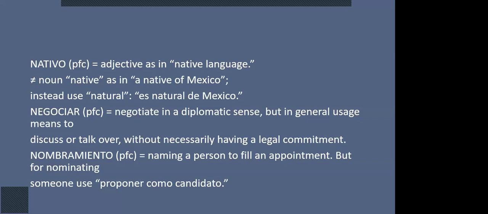Negociar is a partial false cognate. Negotiate in a diplomatic sense, but in general usage means to discuss or talk over without necessarily having a legal commitment, right? That's discussion more than anything, not committing. Nombramiento, this is a hard word, appointment, right? So naming a person to fill an appointment, but for nominating, nominar, that's proponer como candidato. That'll be a different thing. Or in English, it'll be something else like nominating, right?